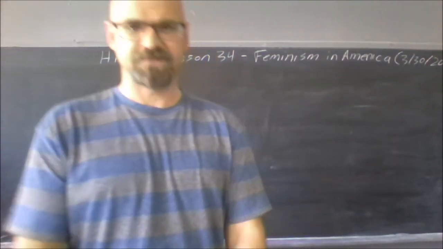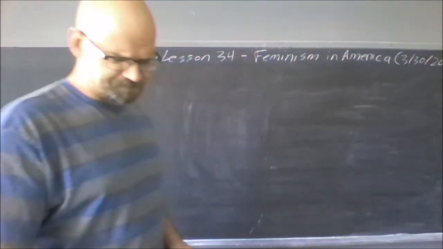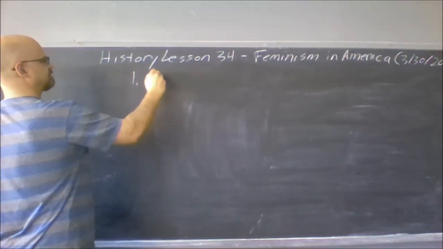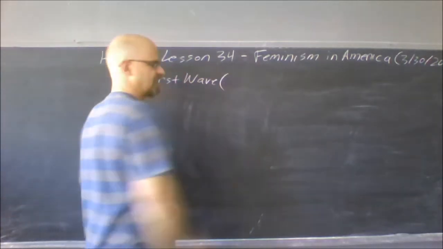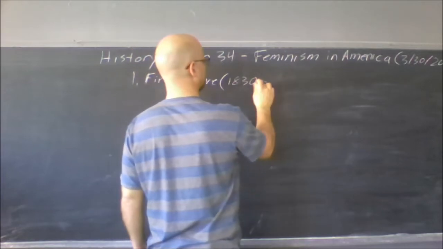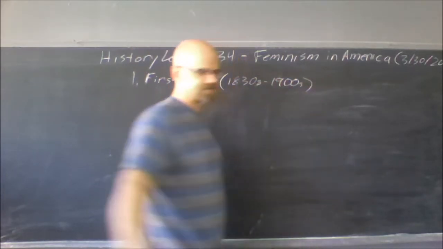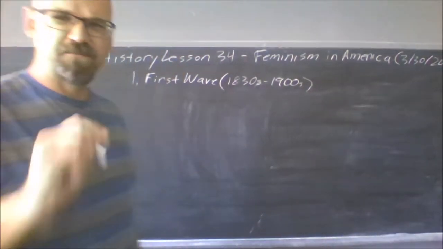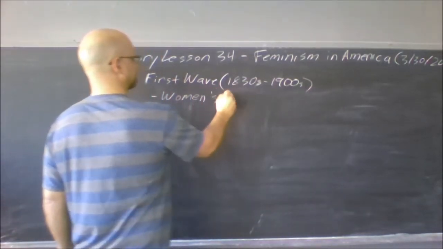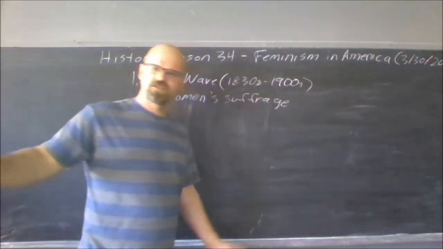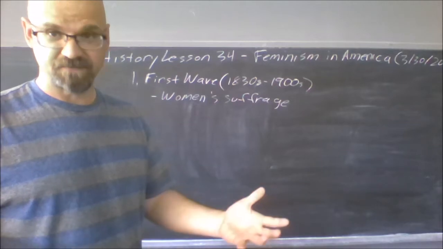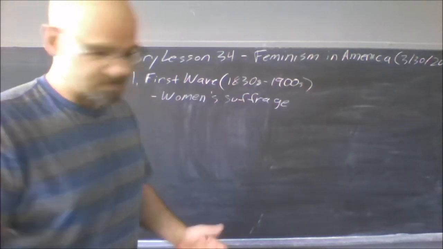There's 3 waves of feminism. Okay, so feminism started in the mid 1800s, and it started with the first wave. The first wave feminists began in the 1830s and lasted till the 1900s. First wave feminists were mainly concerned with something called women's suffrage. I'm not sure why they use that word suffrage, but basically it's another term for the women's right to vote. Women wanted the right to vote, right?